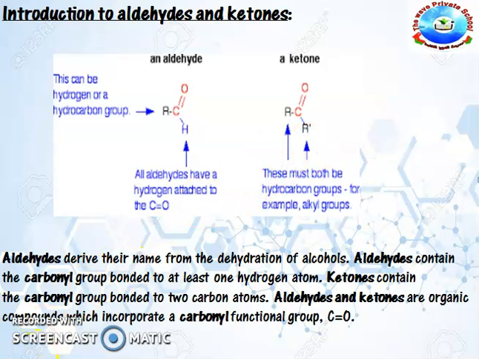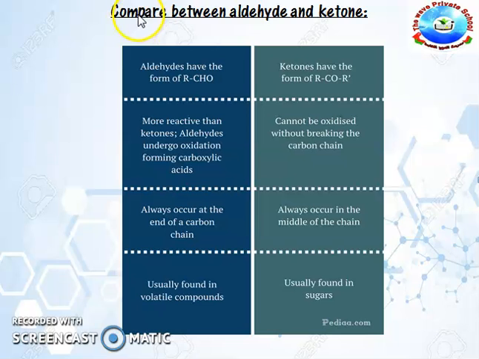Let us proceed next. Let's see the comparison between aldehyde and ketone. Let us compare it now. See, in aldehydes they have the form RCHO. There is presence of hydrogen. And in ketone they have the form RCOR. See student, there is presence of two alkyl groups, whereas in aldehyde they have presence of only one alkyl group.